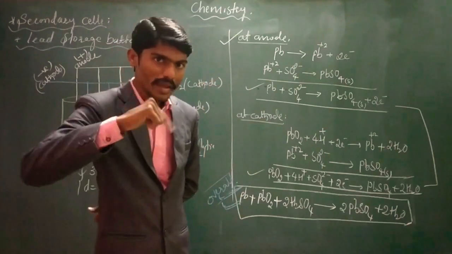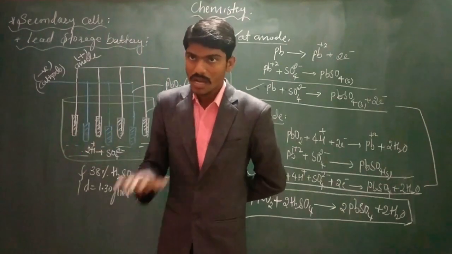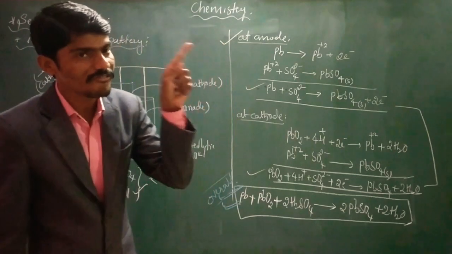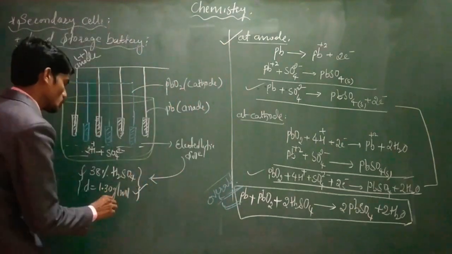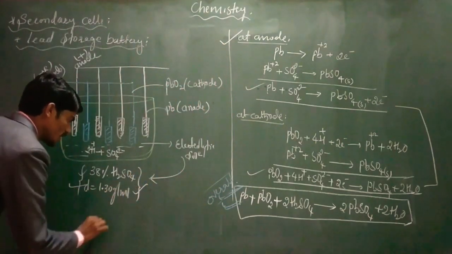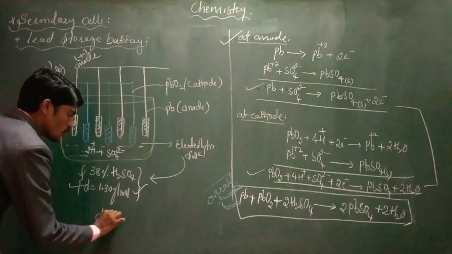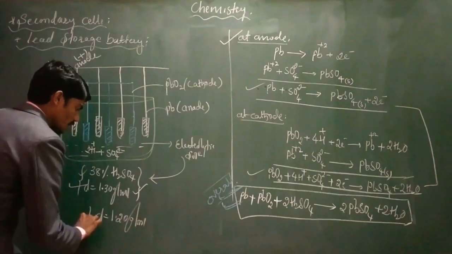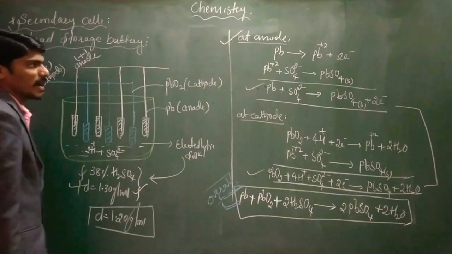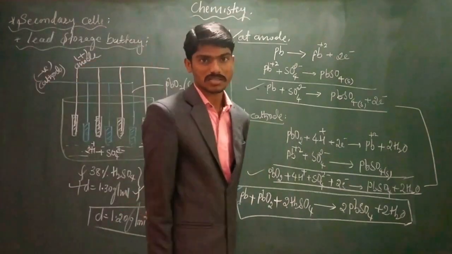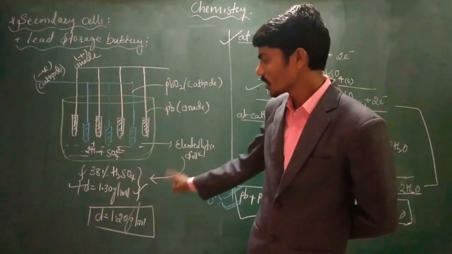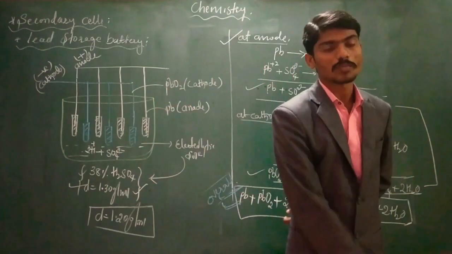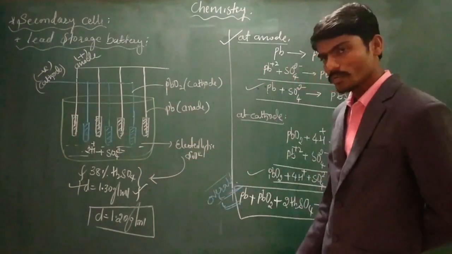Decreases. So while using the battery, concentration of sulfuric acid decreases. When its density falls to 1.20, डेंसिटी हमने इतना लिया है. अगर डेंसिटी 1.20 ग्राम्स पर ml हो गया तो in that case the battery needs to be charged. बैटरी हमको चार्ज करना पड़ेगा. If the density of sulfuric acid falls to 1.30 है, प्रॉब्लम नहीं.